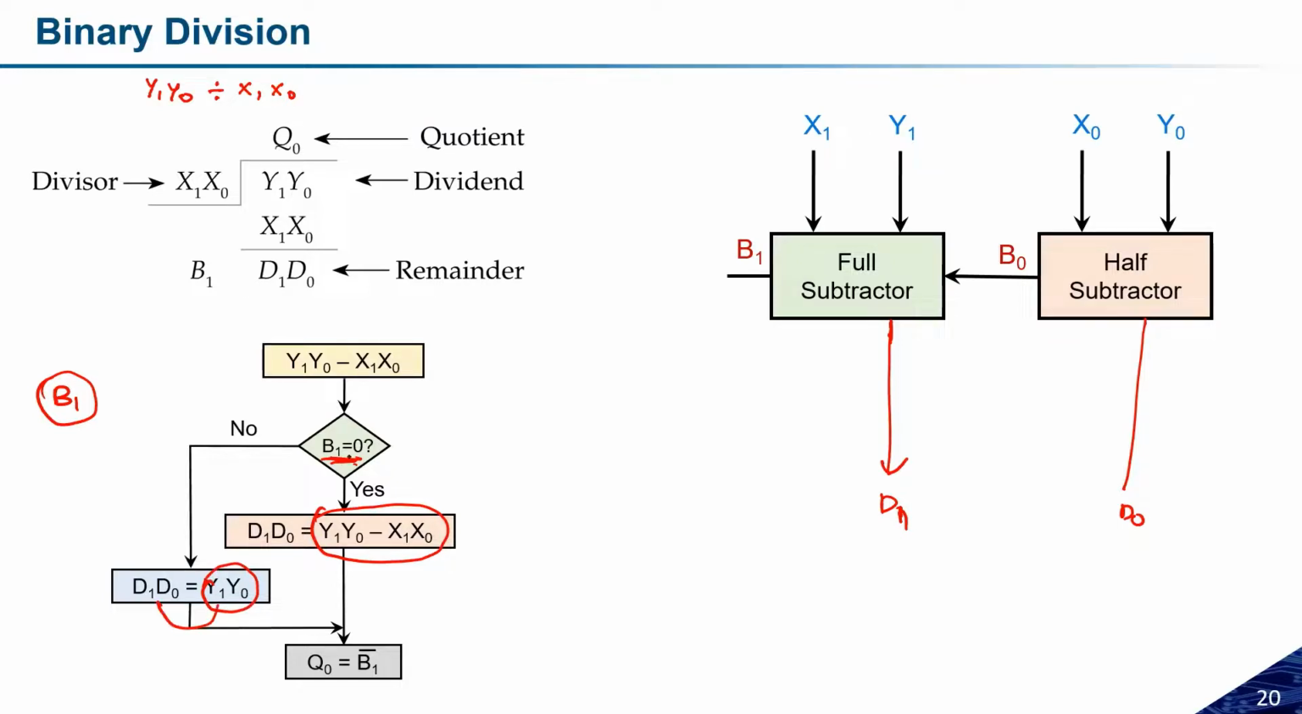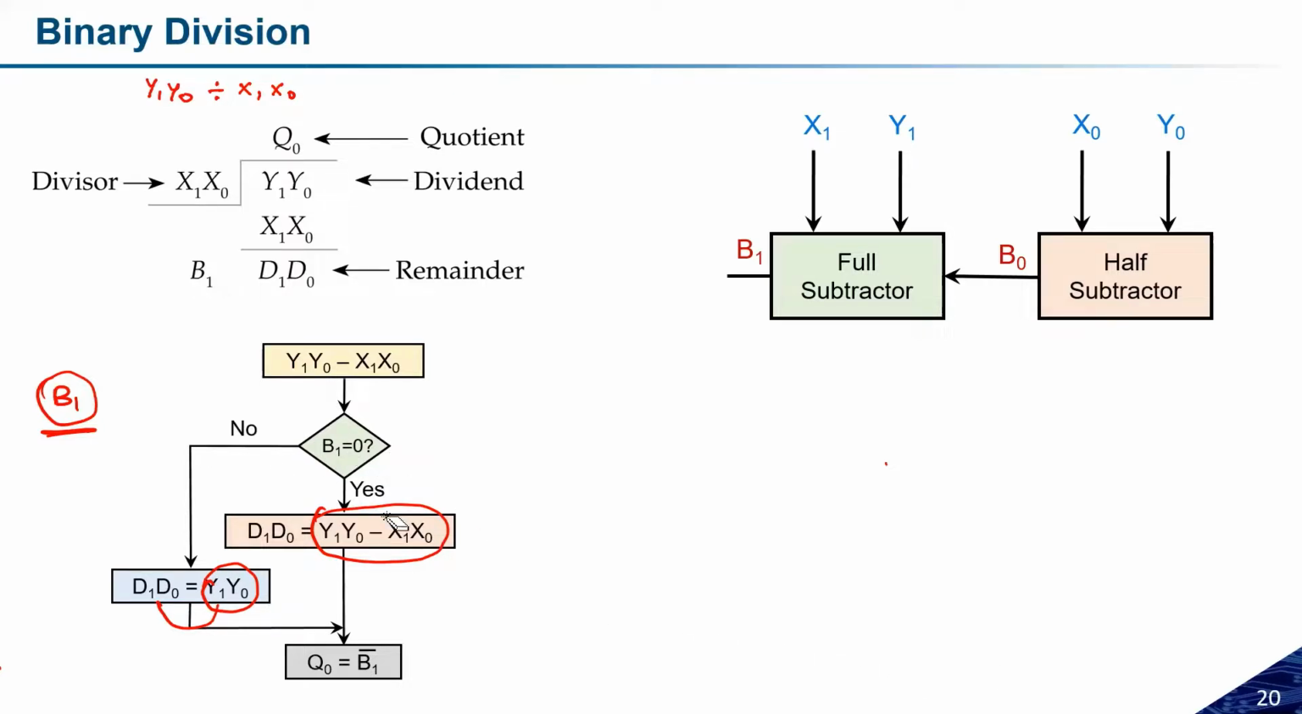So if borrow is equal to 0, then whatever subtraction result we got over here will be forwarded. And if borrow is equal to 1, in that case only y1 and y0 will be forwarded at the output. So we have two paths that we can decide: either this difference, or this y1 y0. The b1 will play a role to select the path. To design these things, let us see what kind of logic circuit is needed.